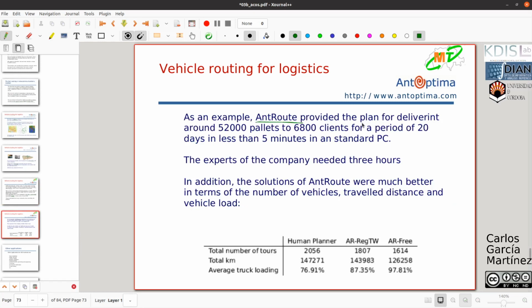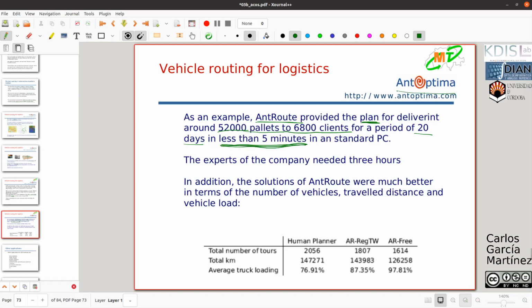which was able to provide plans for their trucks, their vehicles, with 52 pallets of goods to 6,800 clients for 20 days, and this plan was designed in less than 5 minutes.